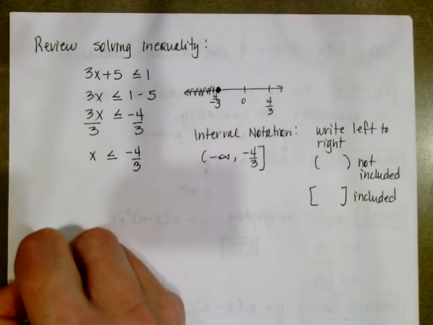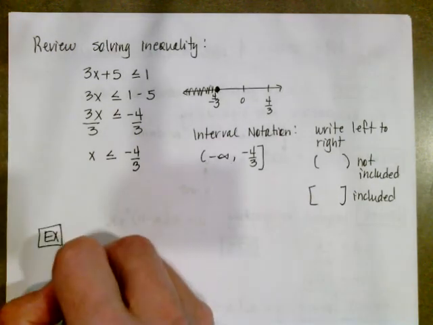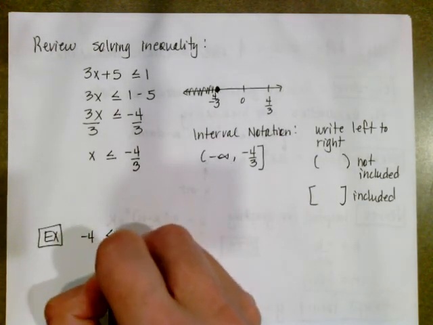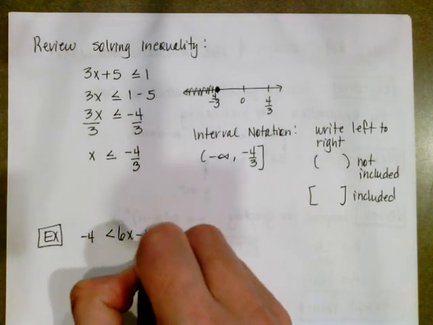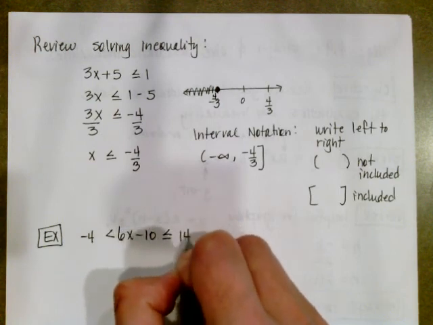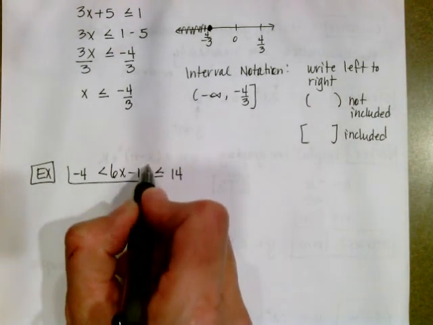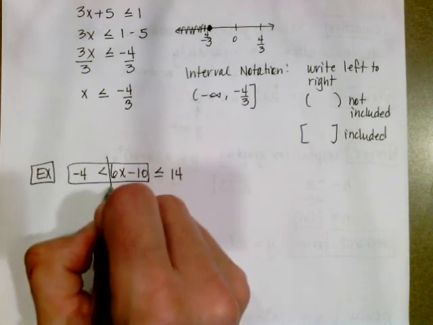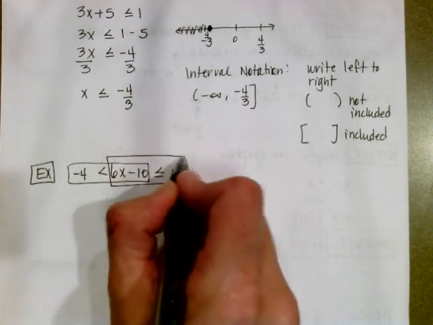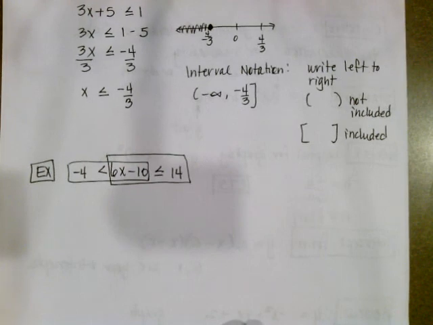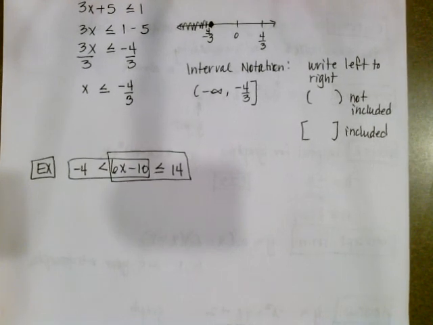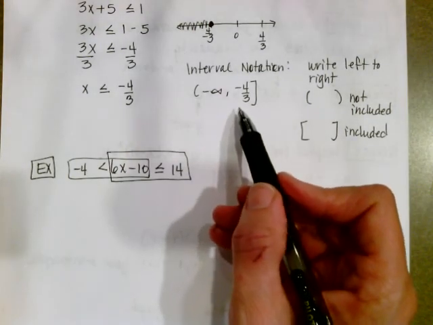So here's going to be your example, and I'm going to have a negative 4 is less than 6x minus 10 is less than or equal to 14. That's called a compound inequality. All right, so if you'll remember, I'll solve this piece, and then I will solve this piece, put the two solutions on a number line and see either where they overlap or where they create unique intervals.